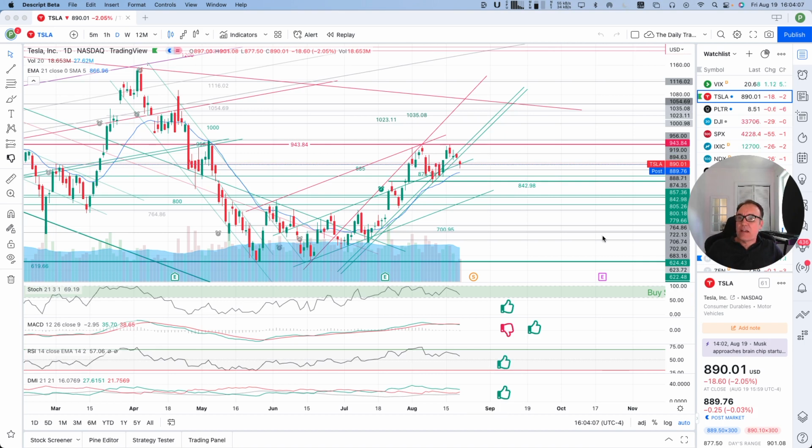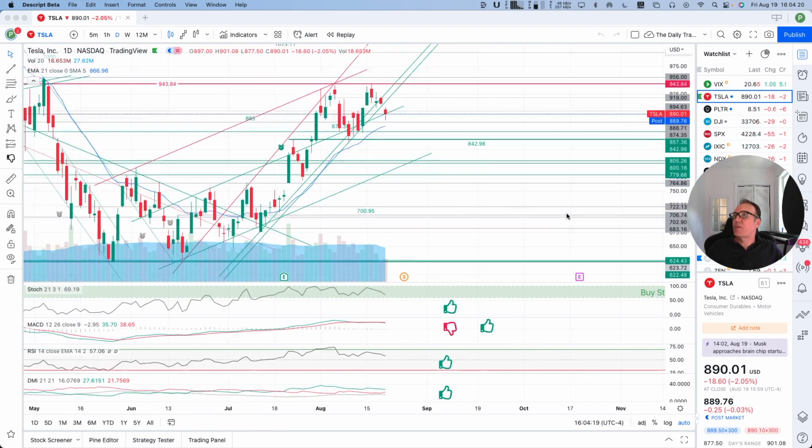So Tesla down $18.60, that's minus 2.05%. Closed at 890.01. Post-market, we are down by 25 cents. So let's look at what we have here on the chart.